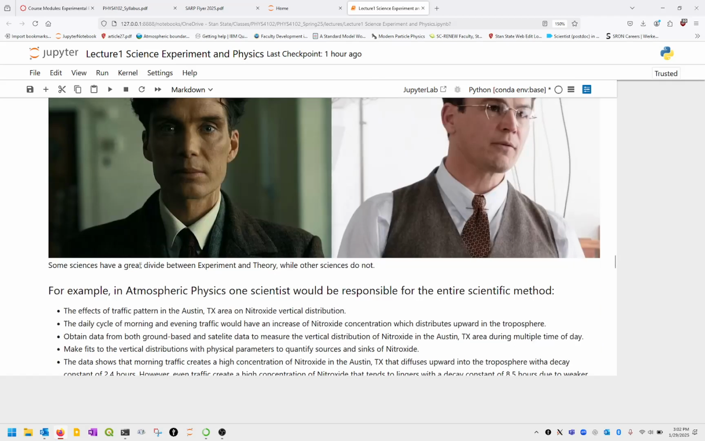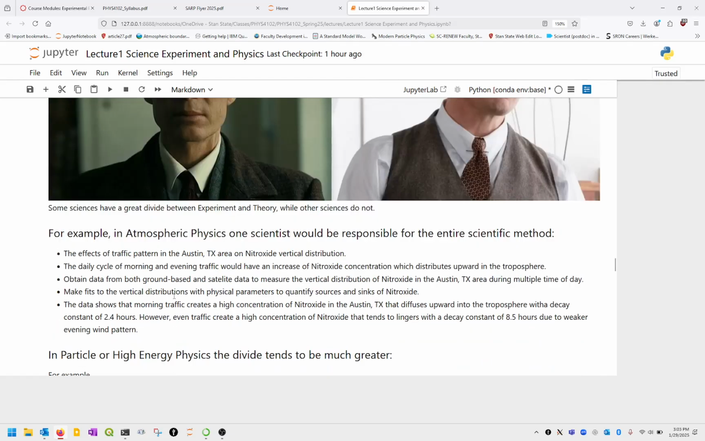In some science fields there's a bigger divide, and I think physics is one of the bigger ones, especially particle physics, which has a huge divide between how people work if you are a theorist versus an experimentalist. It's a little bit less in astronomy, even less in condensed matter. And for example, in atmospheric physics, there's really no divide. There's no theoretical atmospheric physicist and no experimental atmospheric scientist. They're just atmospheric physicists. That's it. So let me show you another example, just to differentiate the two.